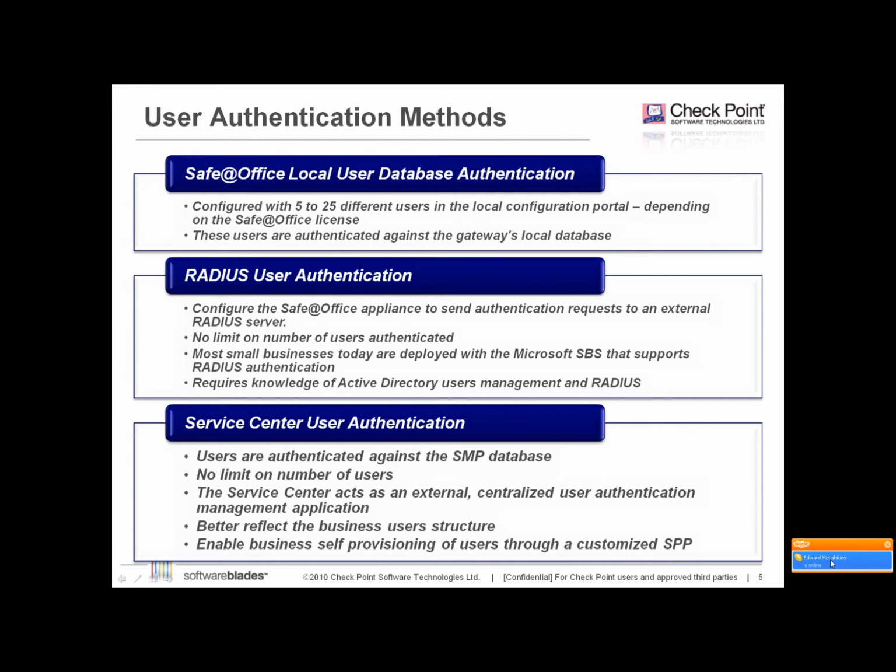Radius user authentication means that every user request that comes to the SafeItOffice will be sent to an external Radius server and then receive an authentication whether it's allowed or disallowed. Service Center user authentication means that instead of sending it to a Radius server, it would actually send it to the Service Center, to the SMP that sits in the cloud, and will provide different access parameters as set in the SMP. So the Service Center will act as an external centralized user authentication management application.